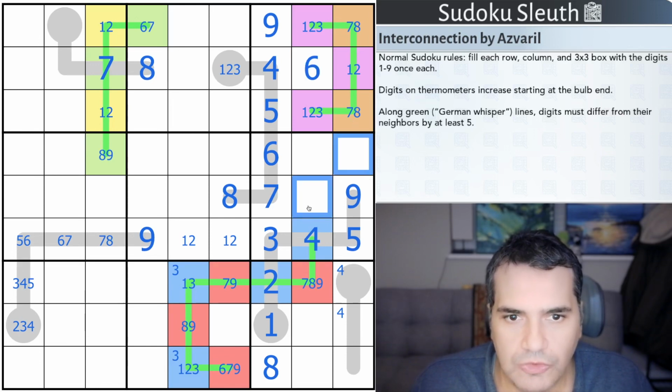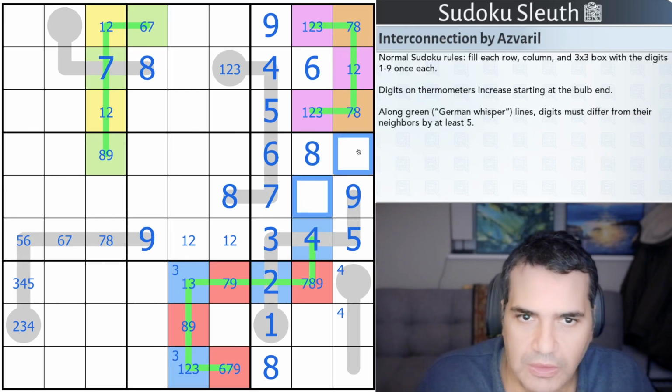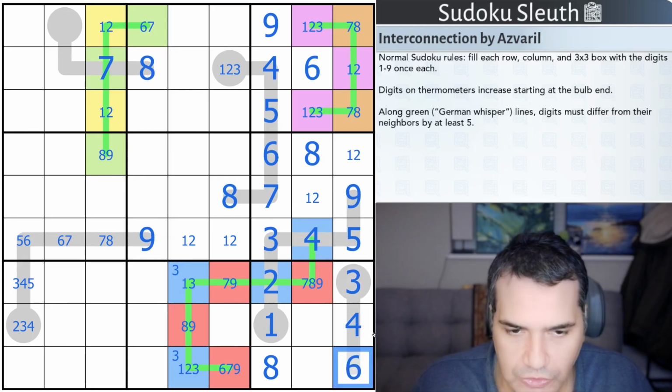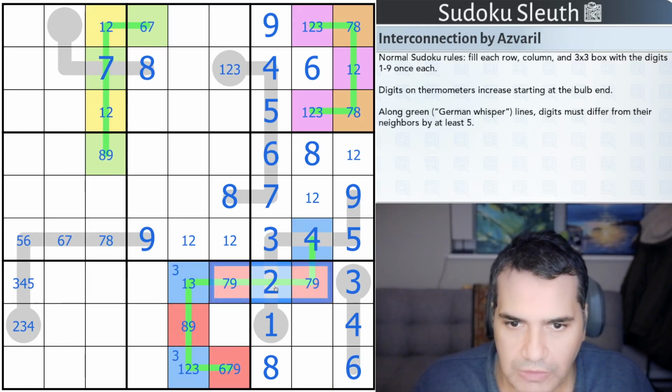Lovely. 8's not there, that's 8. This is now 1, 2 pair. We already knew 1 and 2 are not down here. We do know what's left. We've got 3, 4, and 6, and the thermometer gives us the order. 3, 4, 6. Not an 8 either in here. 7, 9 pair in the row.